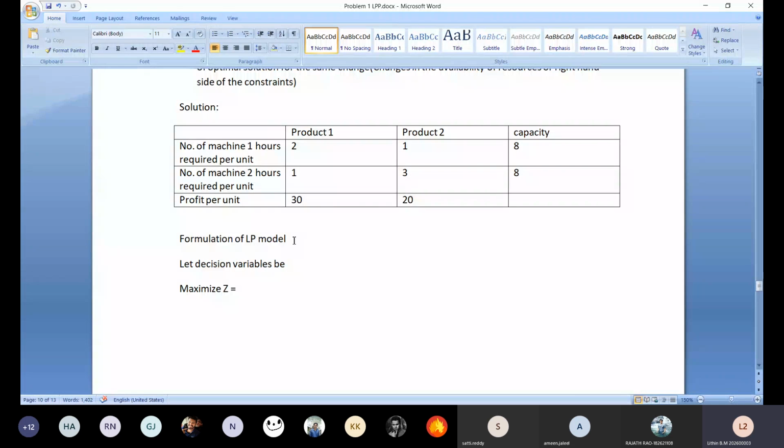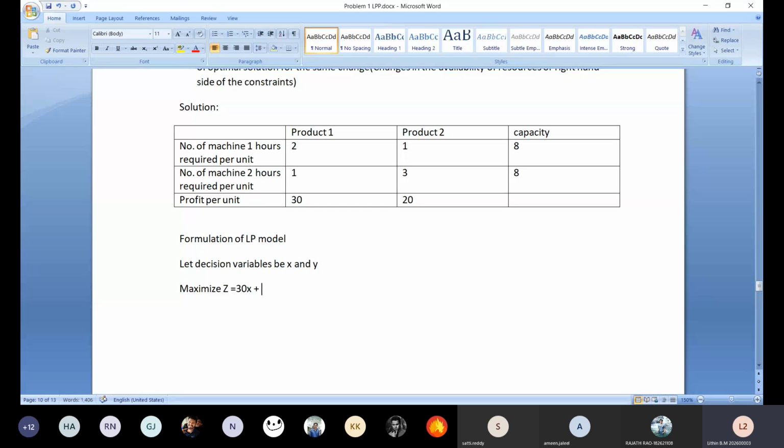So I'm keeping these two variables as x and y. These are nothing but decision variables. x is the number of units of product 1 I should produce, and y is the number of units of product 2 I should produce, so that the combination would help me to fetch the maximum amount of profit. Now, what is the profit I would get from product 1 per unit? 30x. Per unit it is 30, and we don't know how many units of product 1 we are going to produce, so that is x.